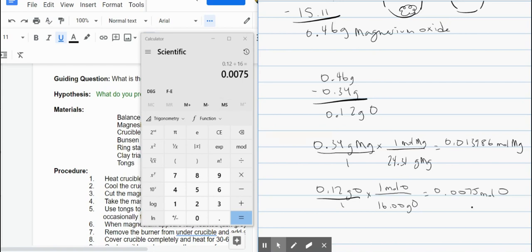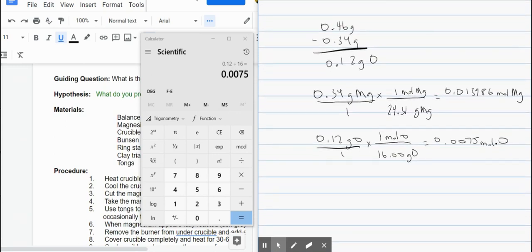So what we are looking for, remember, the guiding question is, what is the ratio of magnesium to oxygen? Now that we know the amount, remember a mole is related to how many particles. 1 mole is just Avogadro's number of particles in our crucible. So we don't have quite 1 mole, we have less than a mole, but it's still telling us how many magnesium atoms are in there.